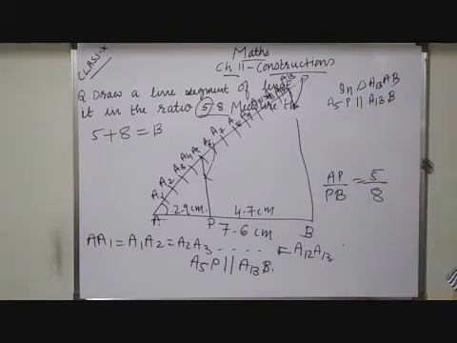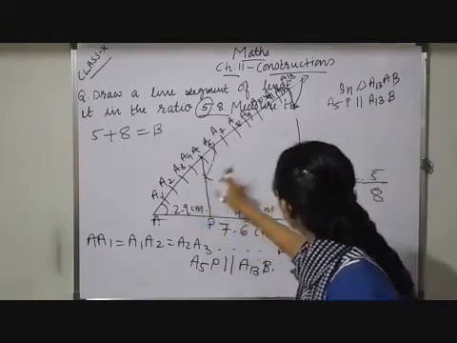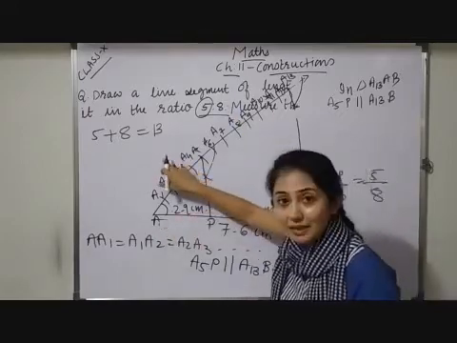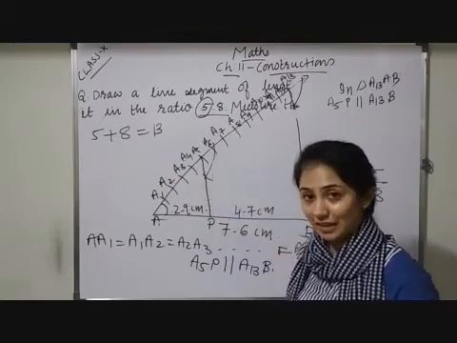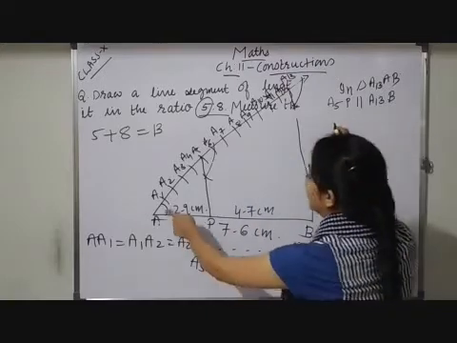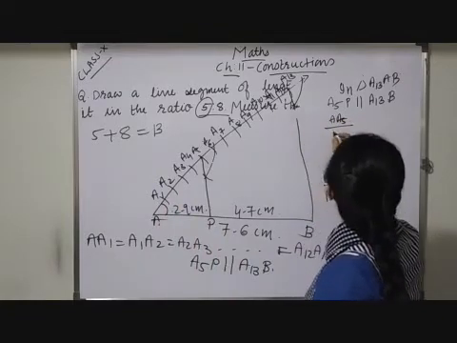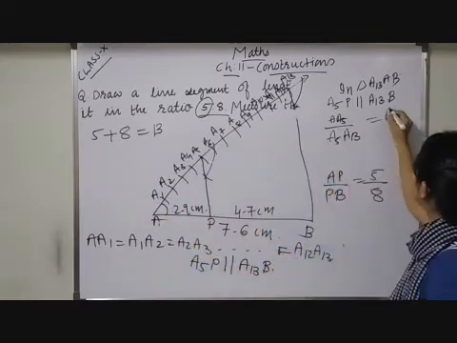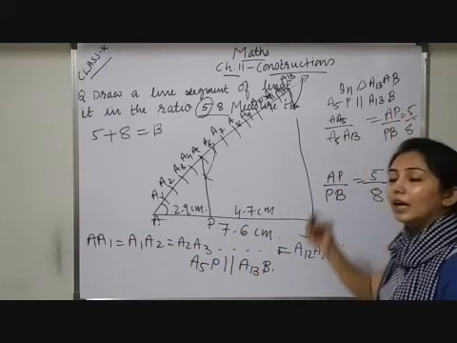Now, the proportionality theorem we have studied in a triangle. What we get in that is, if a line is parallel to one side and intersects the remaining two sides of the triangle, then those two sides will be divided in an equal ratio. So here I will get the ratio A5 upon A5A13, which equals AP upon PB. AP upon PB equals 5/8. Hence verified.